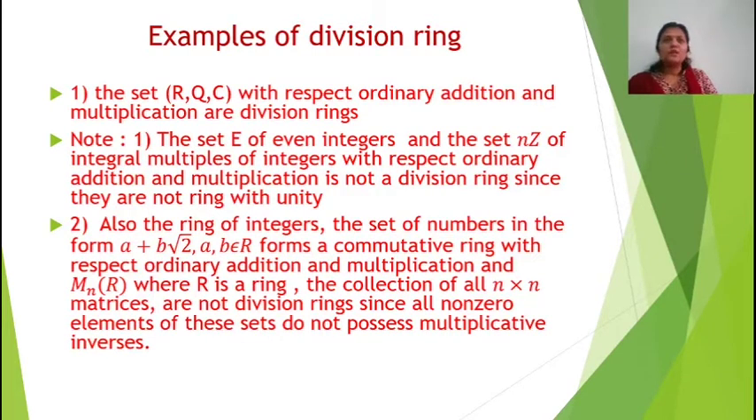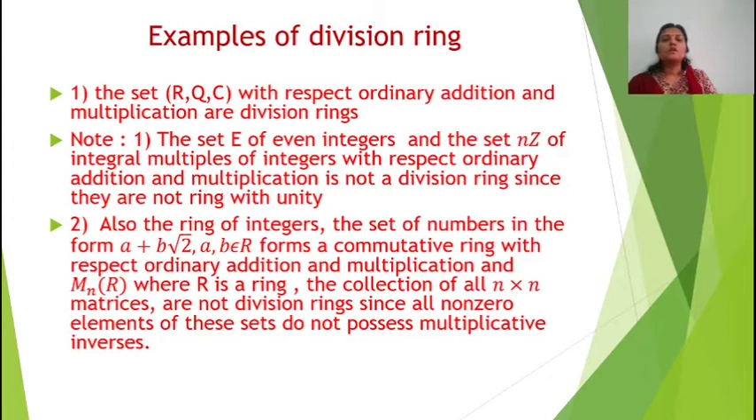The sets of real numbers, rational numbers and complex numbers with respect to ordinary addition and multiplication are division rings. Now the first condition of a division ring is that it should be a ring with unity. Therefore the set E of even integers and the set nZ of integral multiples of integers with respect to ordinary addition and multiplication are not division rings, since they are not rings with unity.